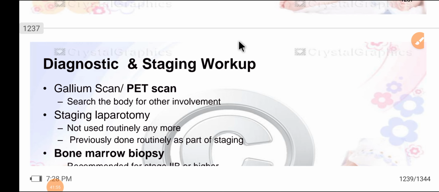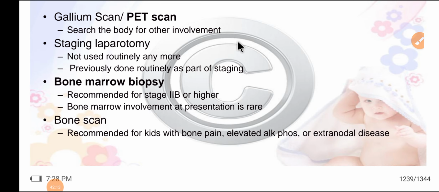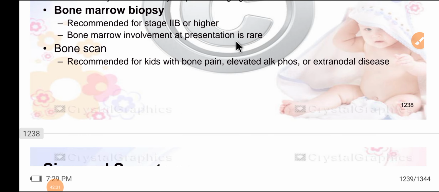Diagnostic and staging workup. Gallium scan, PET scan, to search the body for other involvement. Staging laparotomy is not used routinely anymore, though previously it was done routinely as part of staging. Bone marrow biopsy is recommended for stage 2B or higher. Bone marrow involvement at presentation is rare. Bone scan is recommended for kids with bone pain, elevated alkaline phosphatase or extranodal disease.